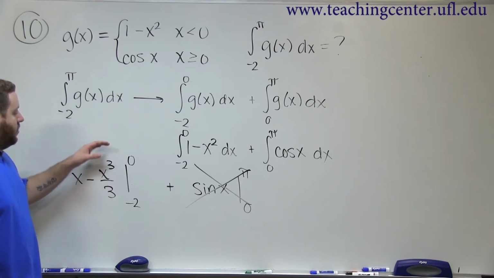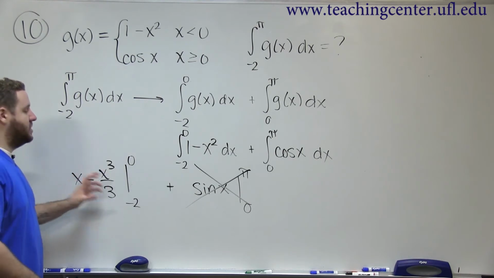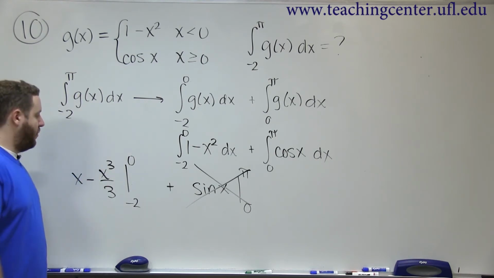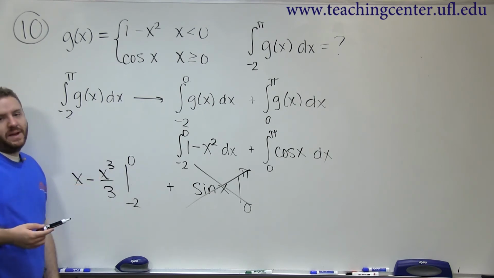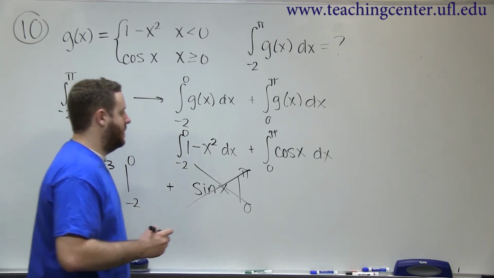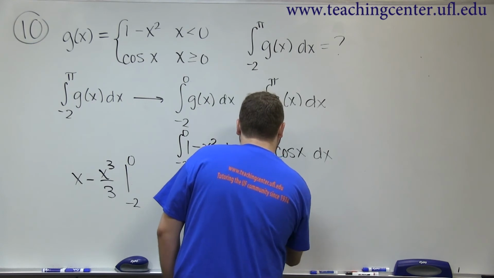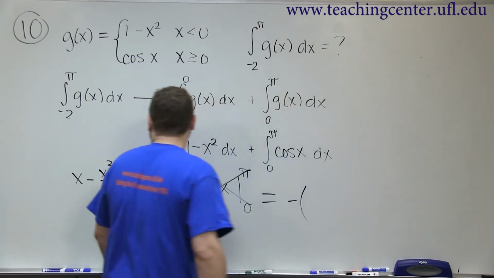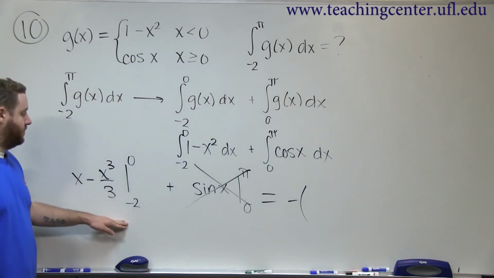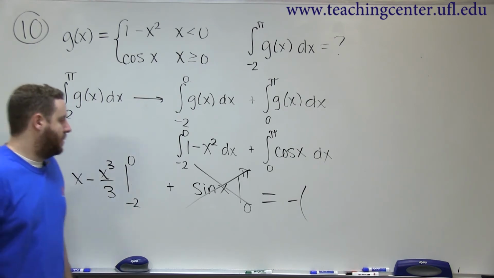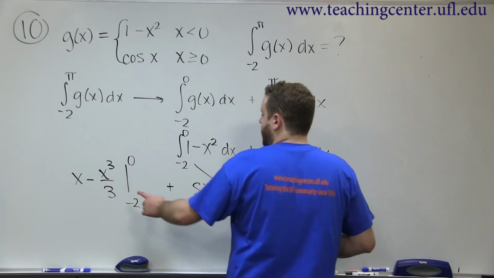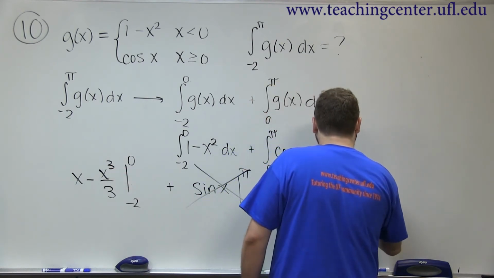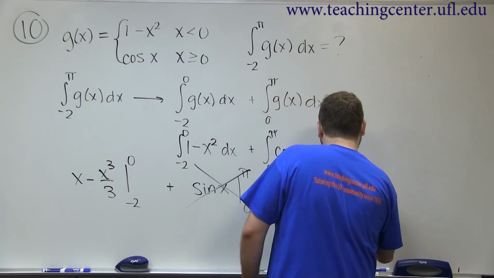And remember that you plug in the top one and then subtract what you get when you plug in the bottom one. Well, if we plug in the top value here, 0, we get 0 because these both have x's in them. So really we're just taking the negative of whatever we get when we plug in -2, because we subtract that away. So when we plug in -2, we would have -2 minus, -2 cubed is -8, over 3.